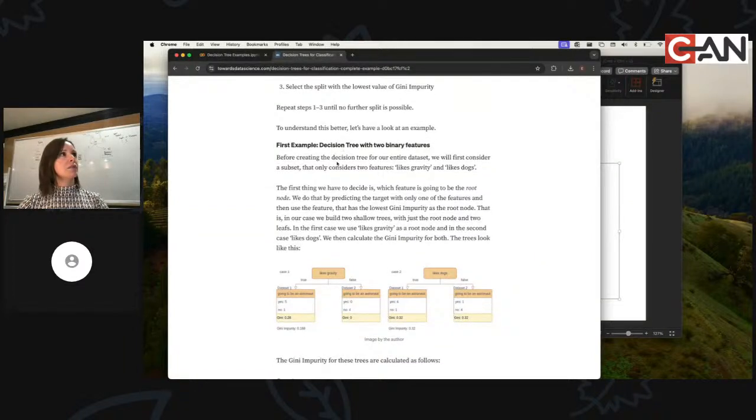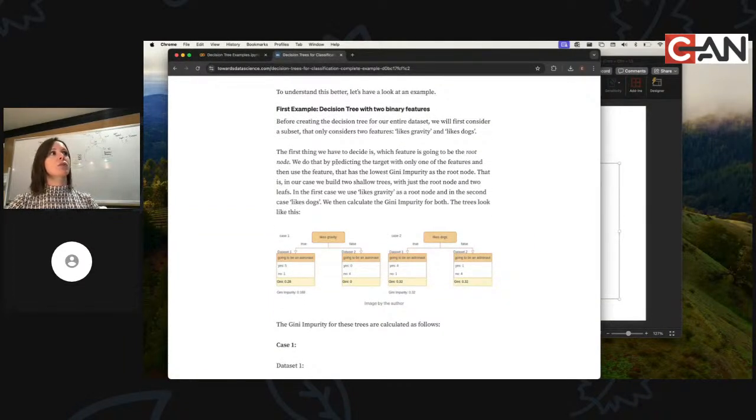And so here's the first example I wanted to walk through. So we're creating a decision tree with, let's imagine we just have 2 binary features. So we're dropping the numerical one for this first example. We have a data set and we have 2 features.